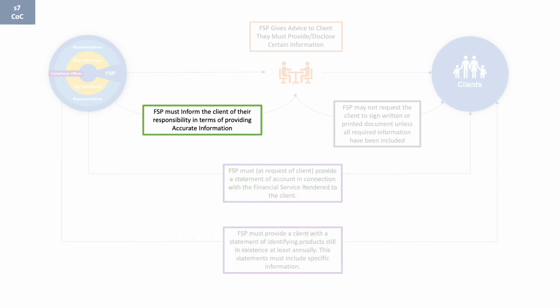So we have seen that the client needs to ensure that they provide the FSP with accurate information and that any information that is used by the FSP is accurate, because any misrepresentation or non-disclosure could have an adverse effect on the advice given and/or provided.